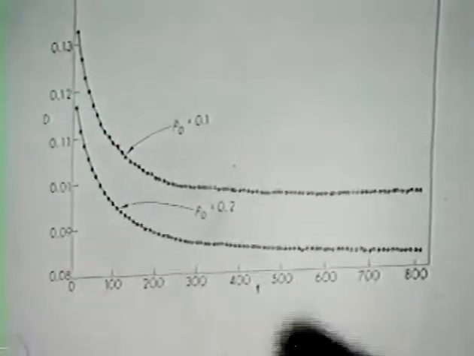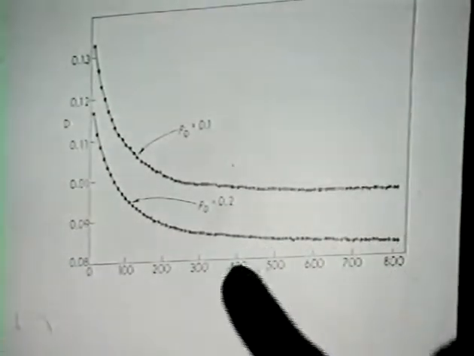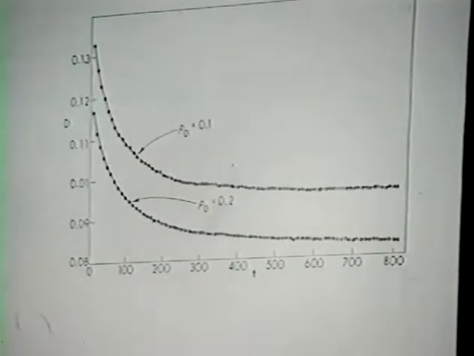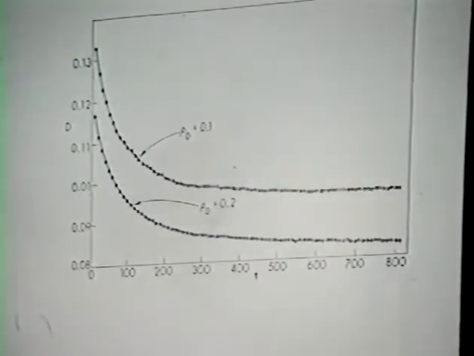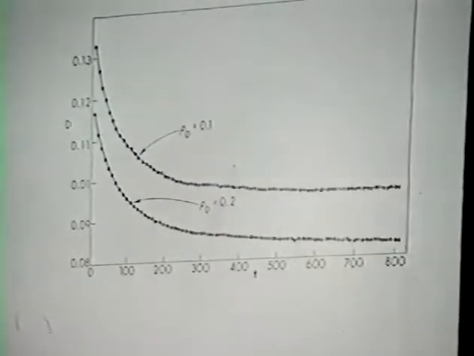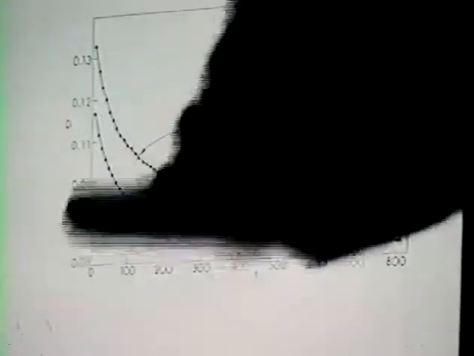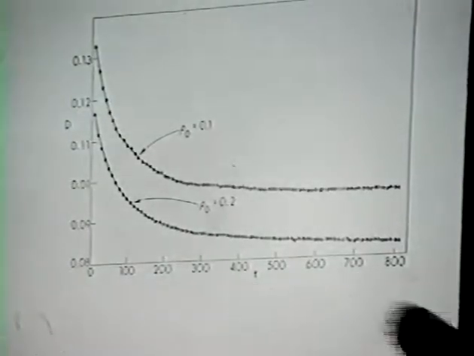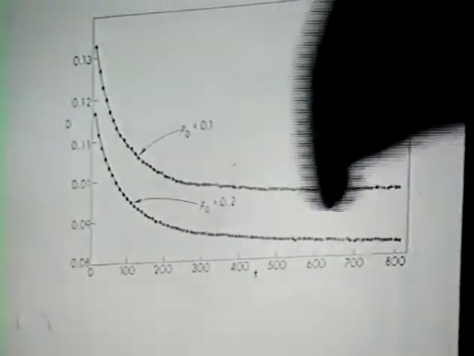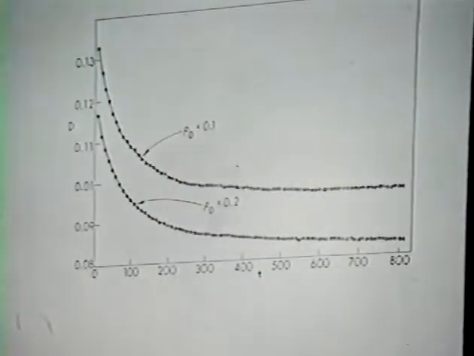Here I have the diffusivity of the molecule versus time. We calculate the diffusivity of the molecule, and then we follow it until it basically becomes a function of time. Rho 0 is the volume fraction of the porous space originally filled with molecules, so 10% and 20%. As you can see, the D appears to be a constant after a while. However, if you look at it very carefully, you'll see that it's still changing with time very, very slowly.